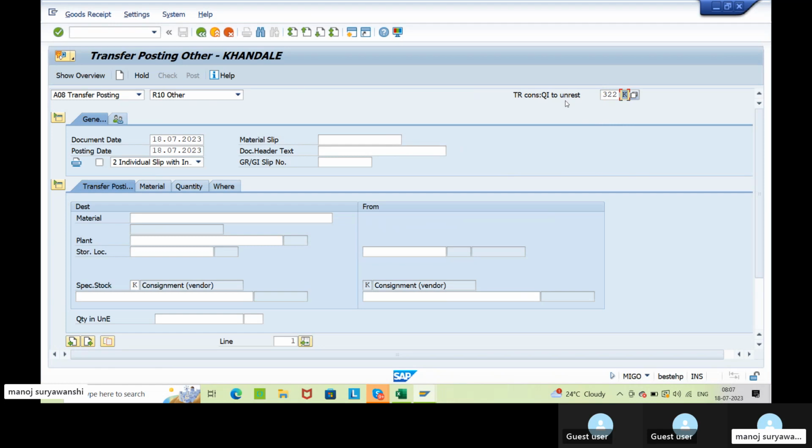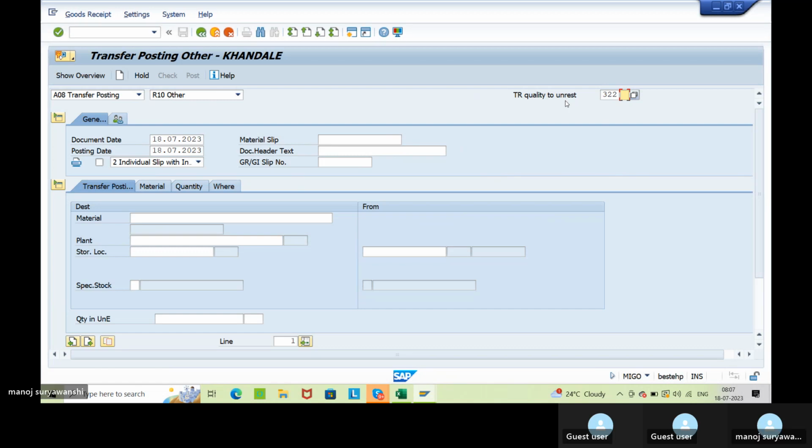Remove this K because this is not a consignment stock. We are transferring it from the unrestricted stock to quality inspection stock. So if you see its description, it says TR quality to unrestricted. So this is not from quality inspection to unrestricted. It is reversal of quality to unrestricted. It means unrestricted to quality. The movement type is 322. Now enter the material here.